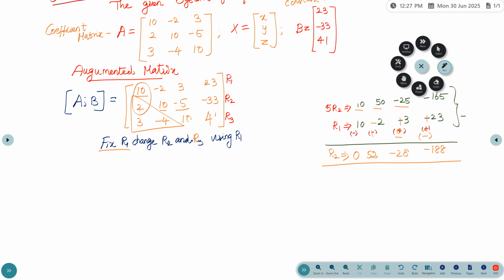In the same way, we are going to change the number 3 to 0 using R1. How can we make both terms equal? We must multiply R1 by 3 and R3 by 10.